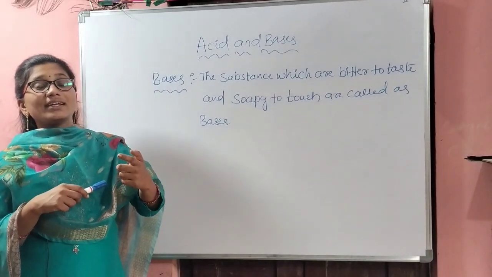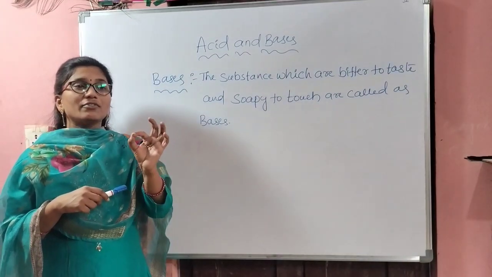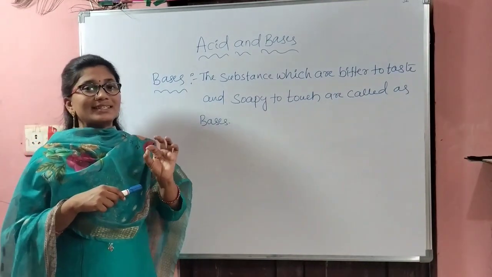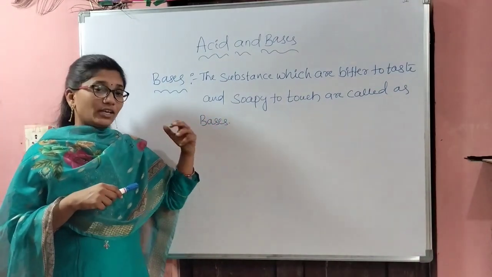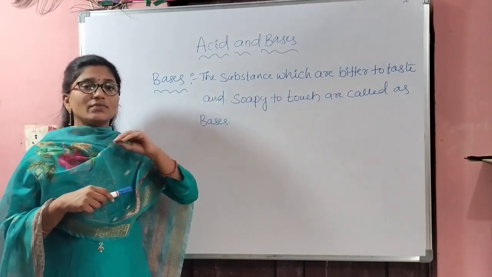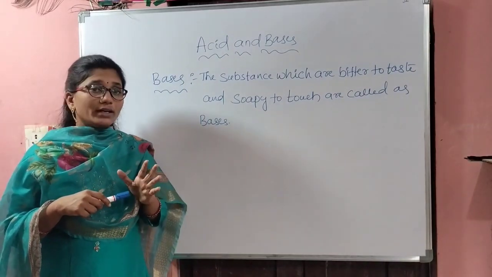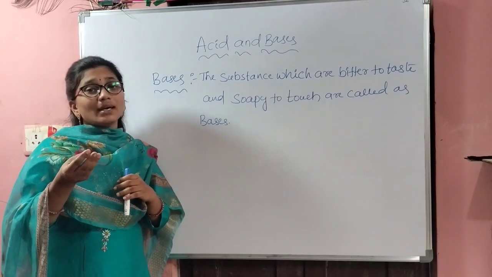By tasting the substances, if they are sour in taste, we can say it is an acid. Here what do we have to observe? If the substance is edible, by its bitterness we can say. If the substance is not edible, then how do we find the nature of the substance? By seeing or by touching.